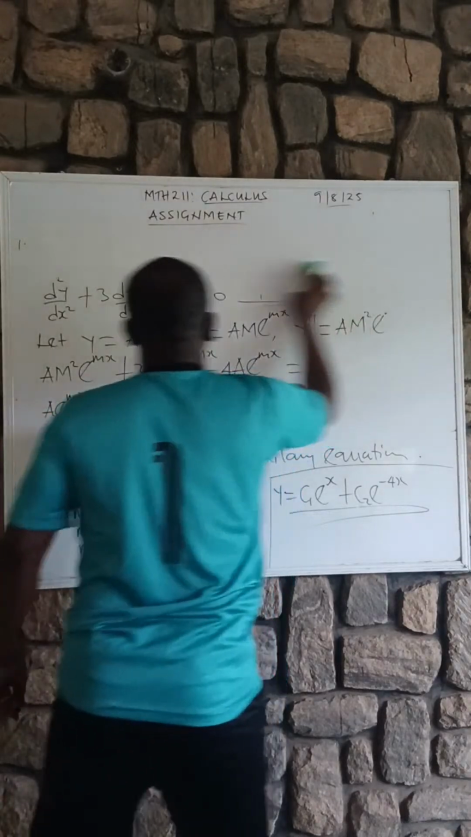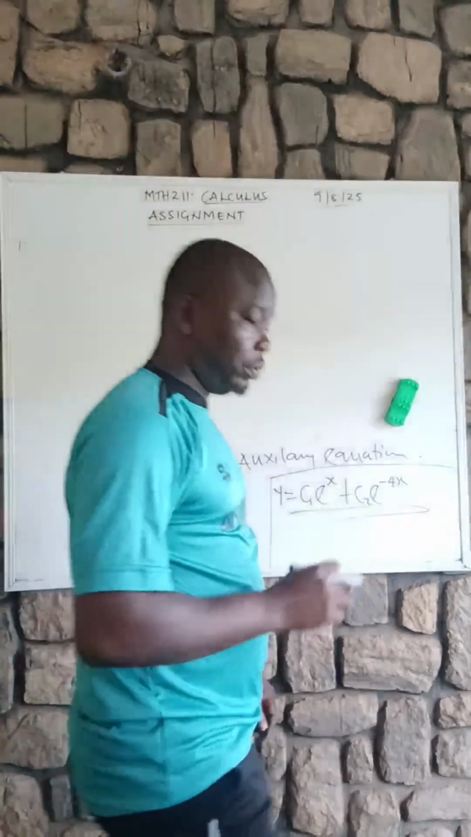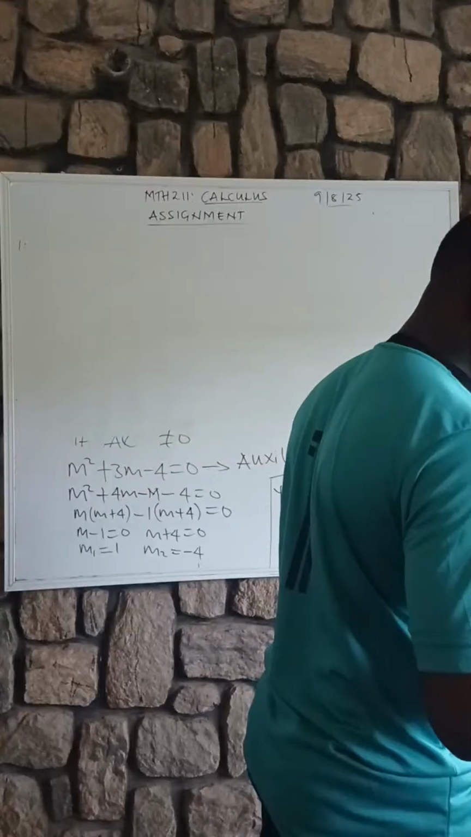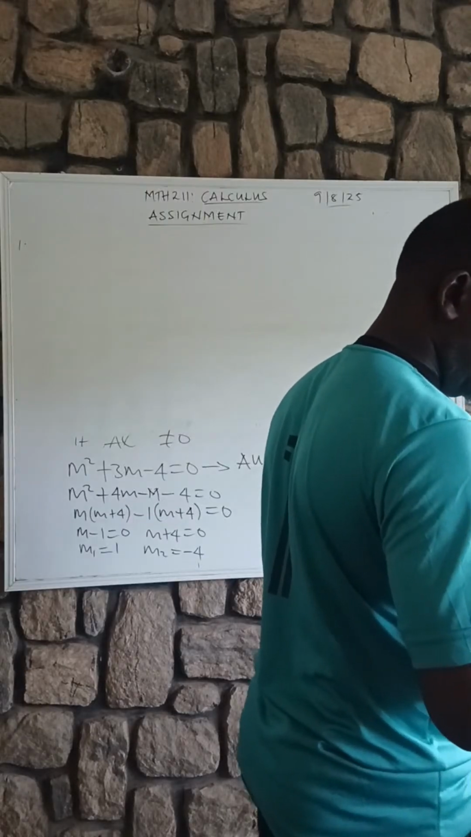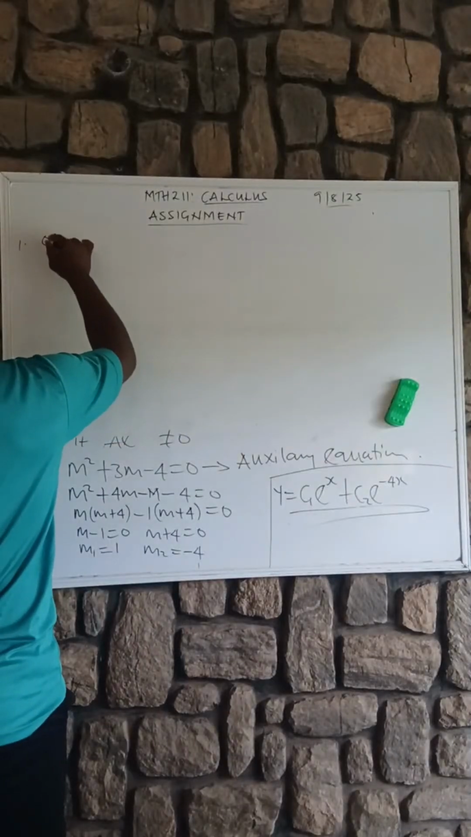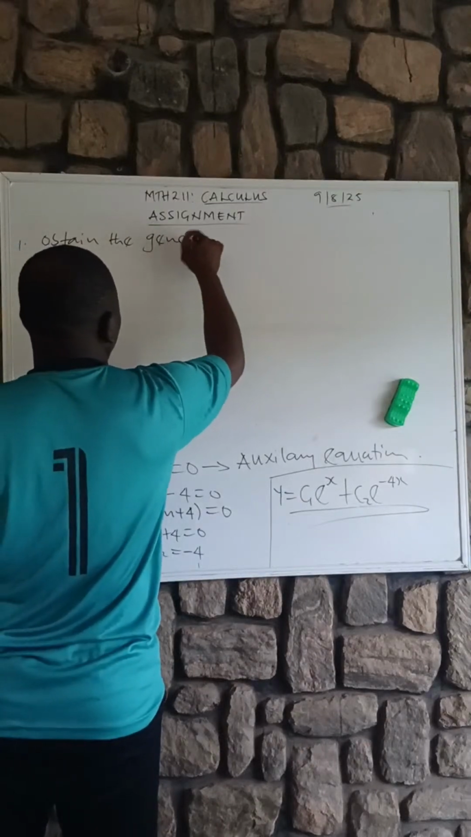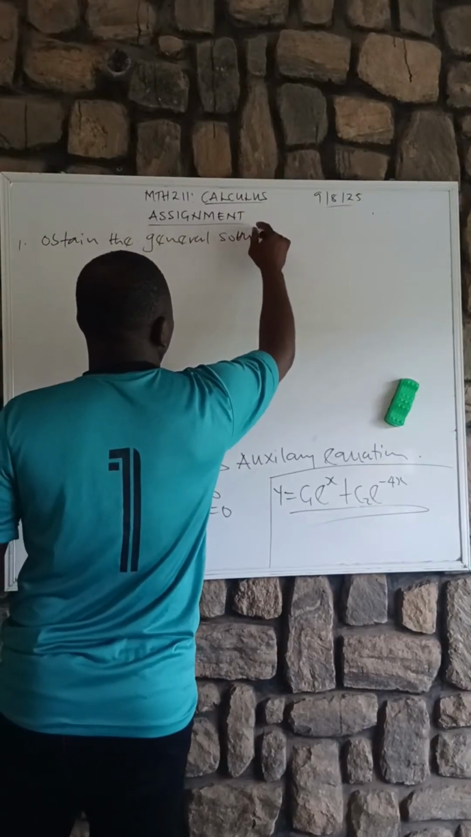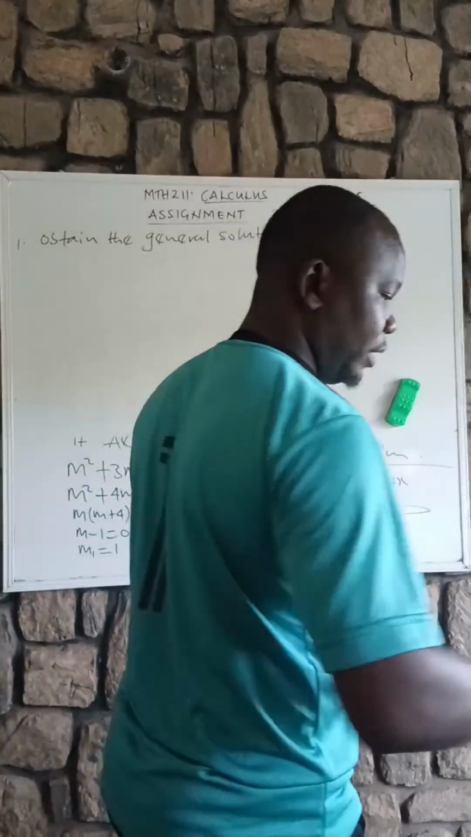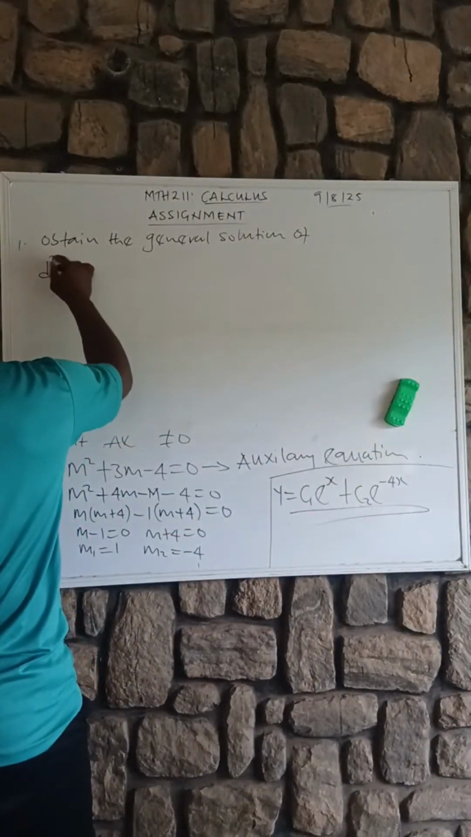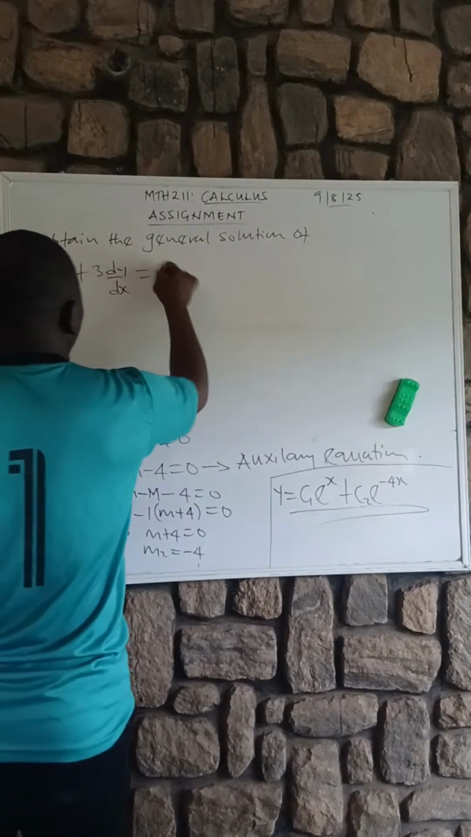Assignment 1. Obtain the general solution of d squared y over dx squared plus 3 dy over dx equals 0.